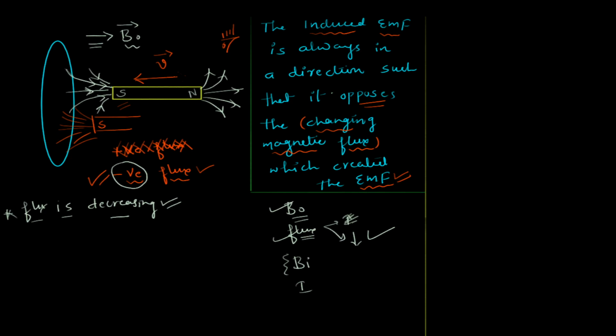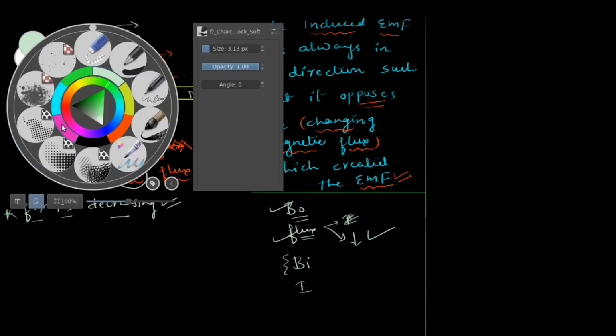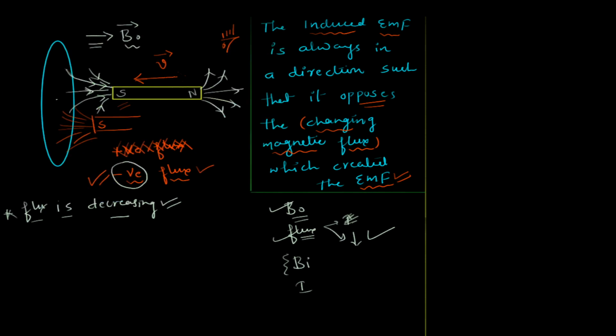The induced magnetic field should in fact try to increase it, meaning the magnetic field should be to the right itself, right? So the induced magnetic field should also be the purple line you see right here. That should be the direction of the induced magnetic field. That means the induced magnetic field should be to the right. And for the induced magnetic field to be on the right, what should be the direction of current?